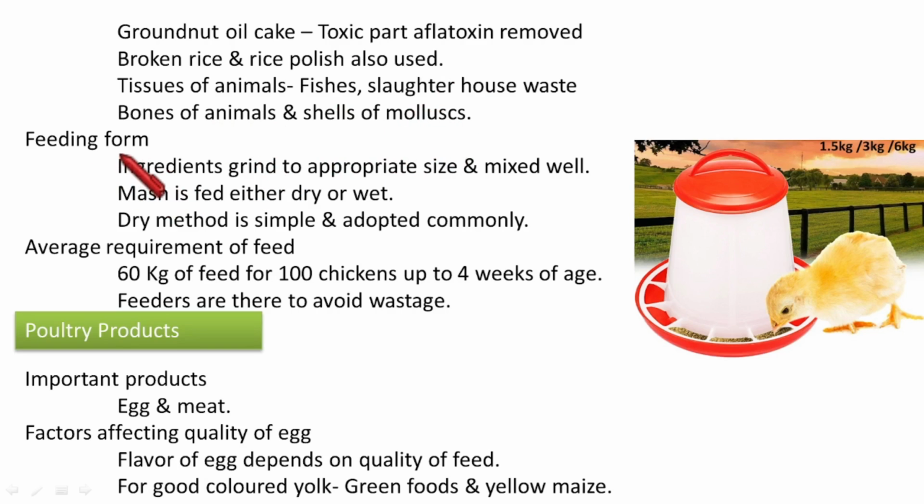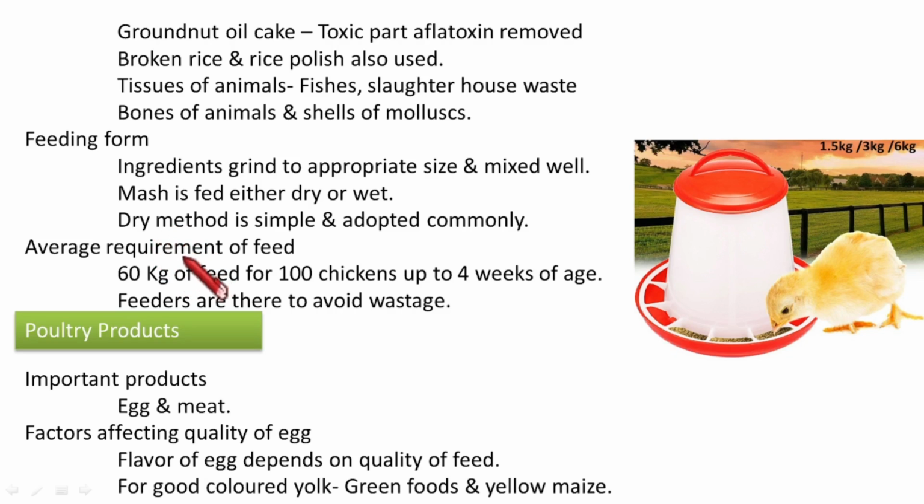In what form do we give the food to the chicks? All the ingredients need to be ground to a small, appropriate size and mixed well. That mix composition is called a mash. It can be fed in either dry form or wet form. The dry method is very simple and is commonly used for chicks.